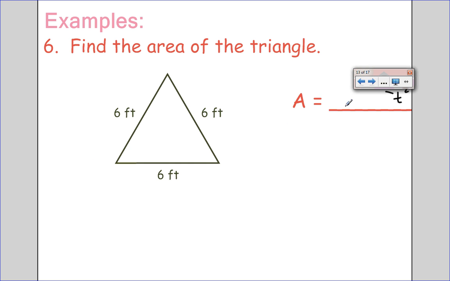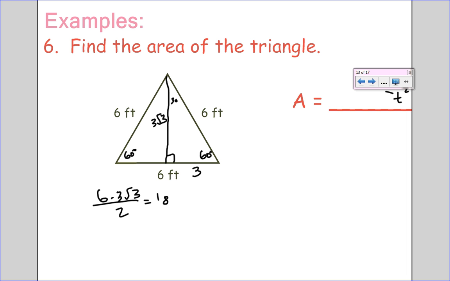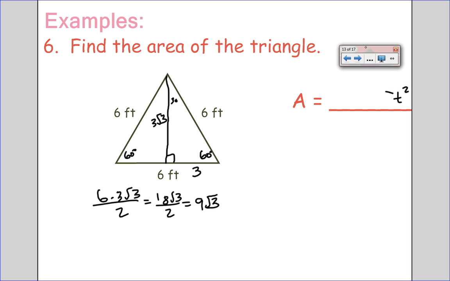Now let's find the area of this triangle. It is an equilateral triangle, so we're going to drop the height. And we know that this will be a 60-degree angle because if it's equilateral, it's equiangular. Cut this in half so it's 3. So I know my 30 side. I want my 60 side, so 3 root 3. So base times height, so 6 times height divided by 2 gives me 18 root 3 over 2, which is 9 root 3.